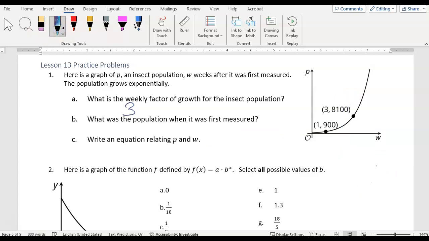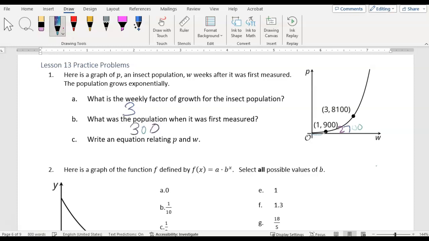Let's check and see. If we were to do 900 times 3, we would get 2700. And then if we multiply 2700 times 3, we will in fact get 8100. So multiplying by 3 each time. What was the population when it was first measured? Since we're multiplying by 3 to go back down to the 0th term, we would divide by 3, and so we would get 300.